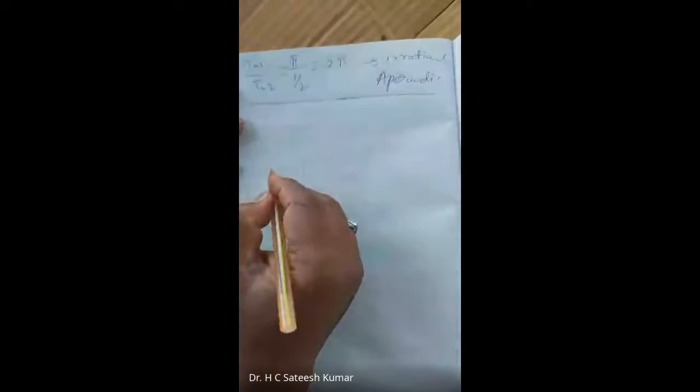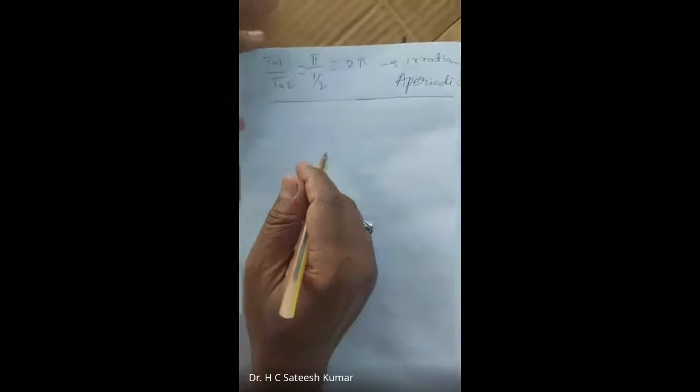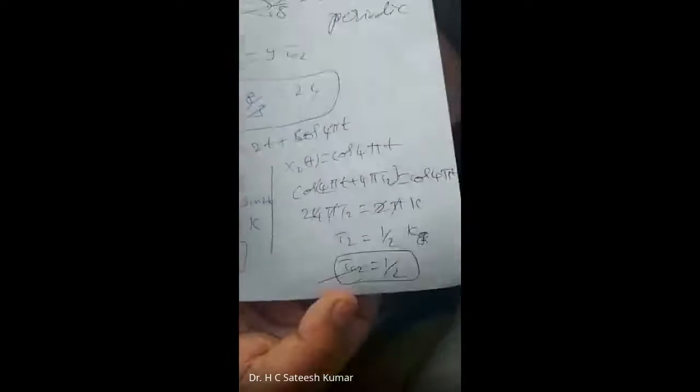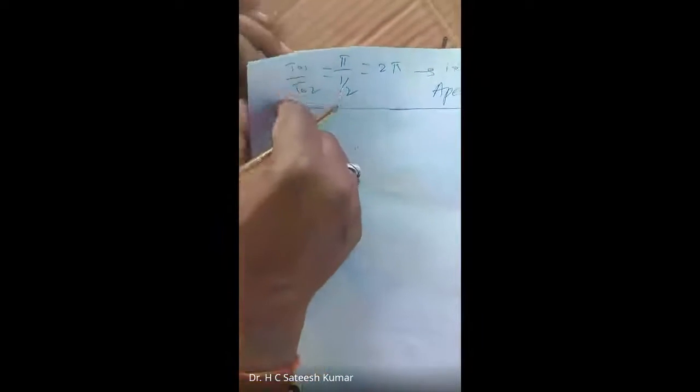So this is an irrational number. It is an aperiodic signal. Individually, these two terms are periodic, but you don't write anything here. Only write the final conclusion after taking the ratio. Okay. Another examination problem we have seen.